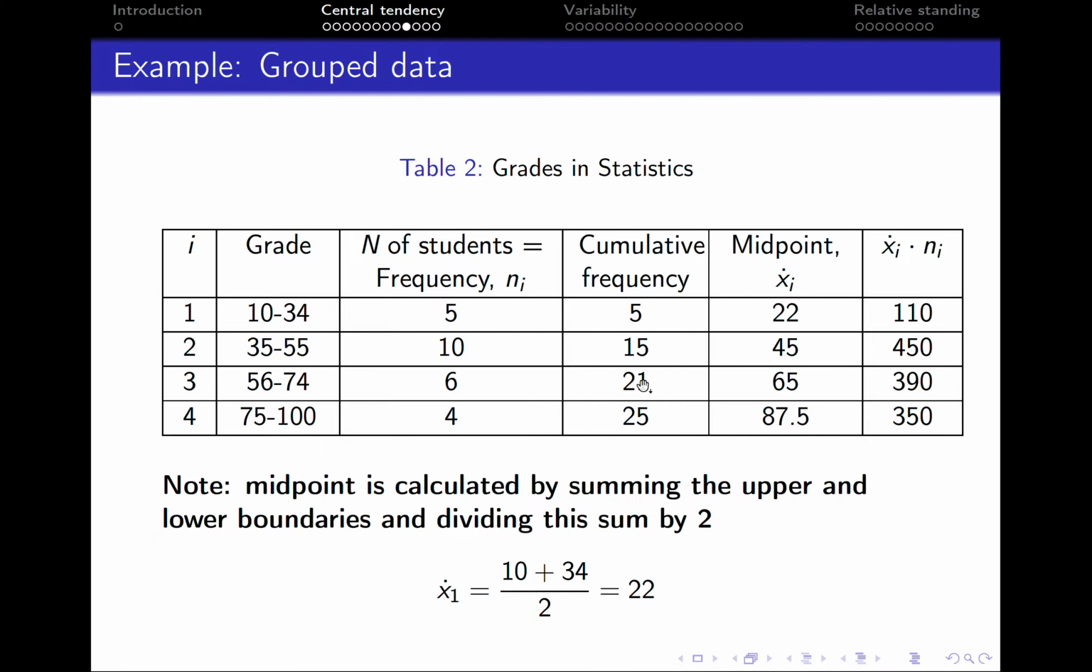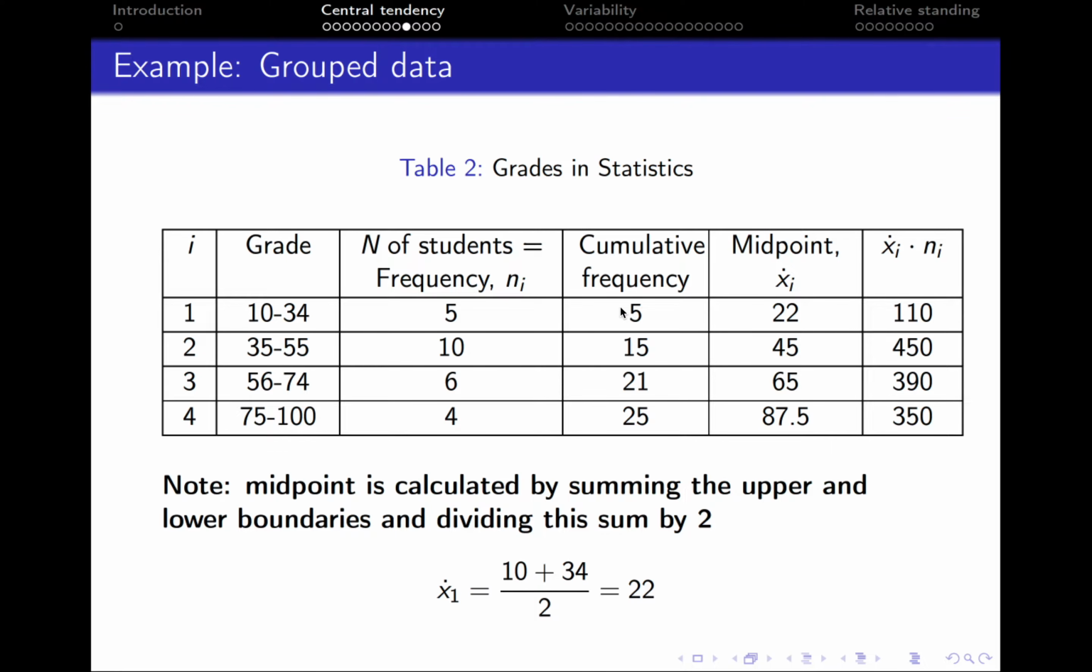To get the cumulative frequency in the third class, we take the cumulative frequency from the previous class, which is 15, and we add the observations from the third class, so 15 plus 6 is 21. And then to get the cumulative frequency for the last group, we take the cumulative frequency from the previous class, so 21, and we add the observations from the last class, so 21 plus 4 is 25.